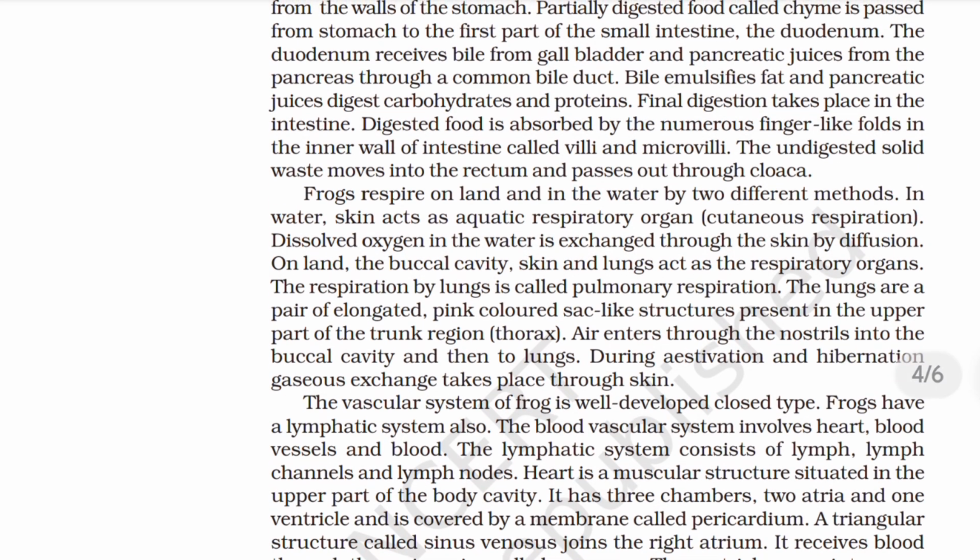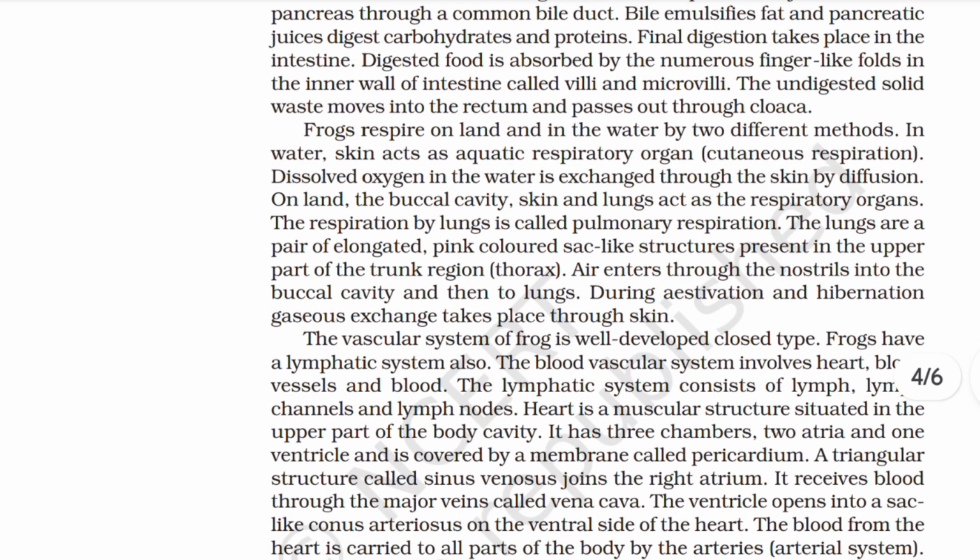Frogs respire on land and in the water by two different methods. In water, skin acts as aquatic respiratory organ, that is cutaneous respiration. Dissolved oxygen in the water is exchanged through the skin by diffusion. On land, the buccal cavity, skin and lungs act as the respiratory organs. The respiration by lungs is called pulmonary respiration.